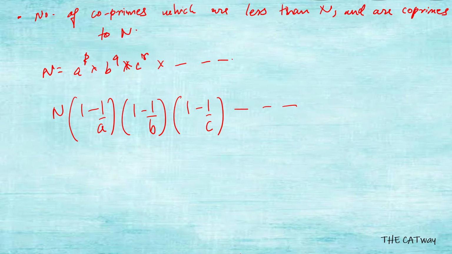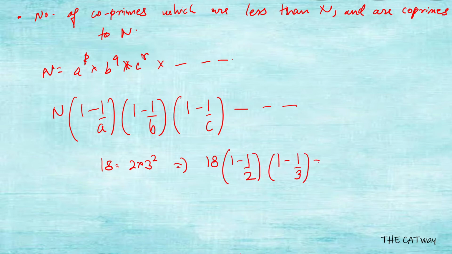Now let's check the formula. We will take it for a small number. So for 18, how can 18 be written? It is 2 into 9, so it is 2 into 3 square. How many numbers would be there? 18 into 1 minus 1 by 2 into 1 minus 1 by 3. So 18 into 1 by 2 into, sorry, 2 by 3. So 2 and 2 cancel, 3 and 18 cancel, the answer will be 6. So there are 6 co-prime numbers with 18 which are less than 18.